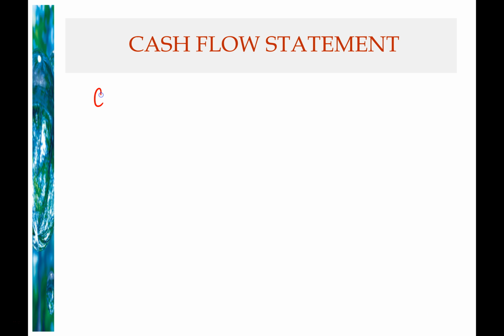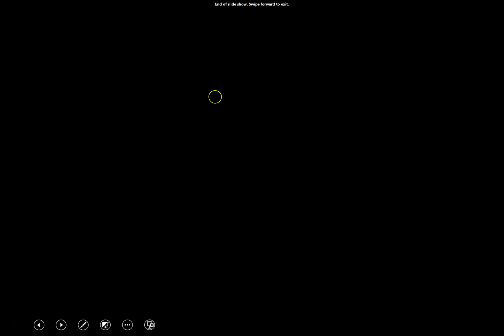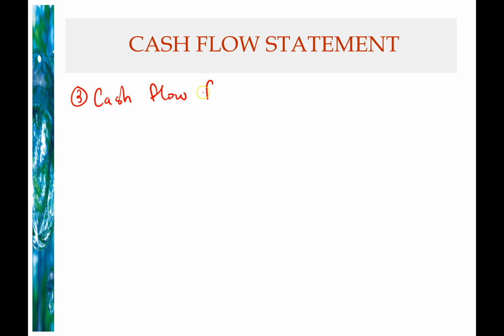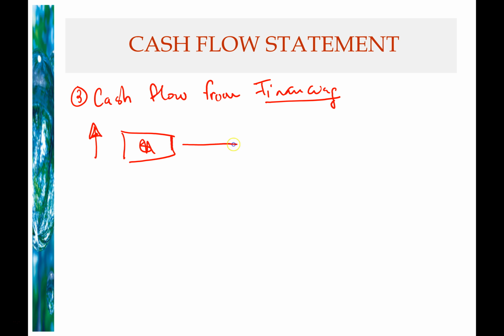Okay. Third category is the cash flow from financing activities. All right. And we said your cash will increase if you borrow money from the bank. Let's say you want to borrow $1 million to start a business or to expand.